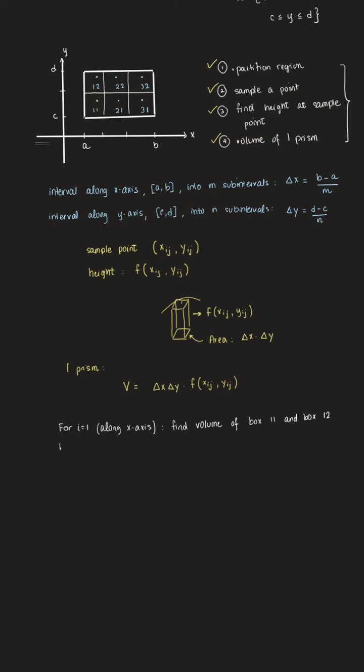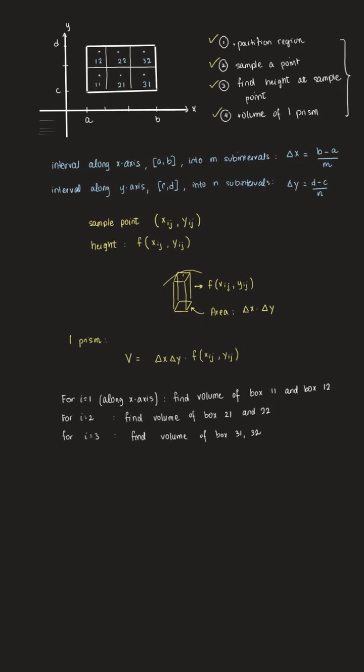We'll do the same thing for i equal to 2. For i equal to 2, again along our x-axis, we then move along the y and find the volume of our boxes, 2,1 and 2,2. And we continue in this way. In our diagram, we would just do one more. For i equals 3, we find the volume of box 3,1 and 3,2.